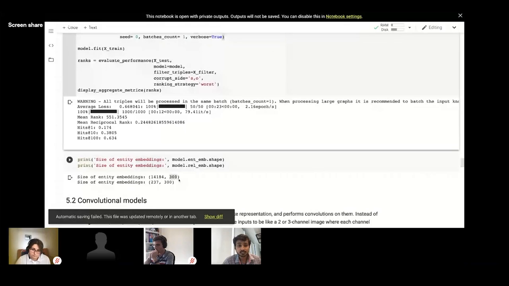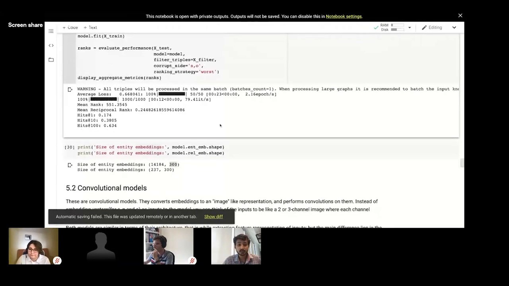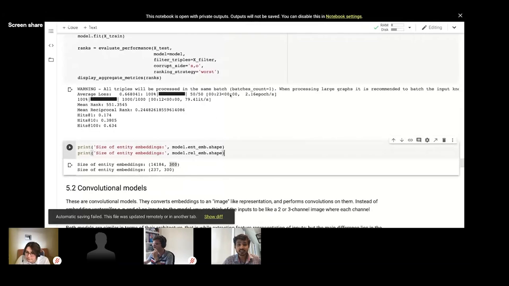The reason for this is that ComplEx uses two parts, the real part and the imaginary part, because it works in complex spaces. So the number of trainable parameters now is twice that of TransE. DistMult also uses the exact k that we specify, but ComplEx doubles it. So the number of trainable parameters is more, and that is why training time is also more.